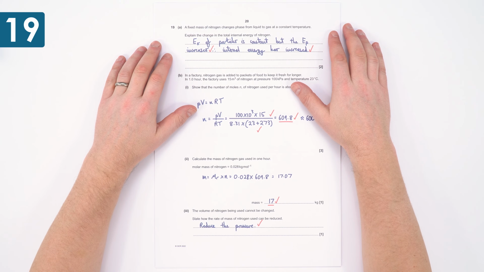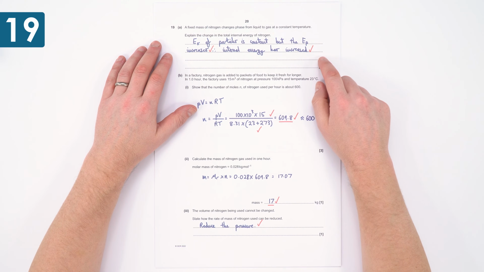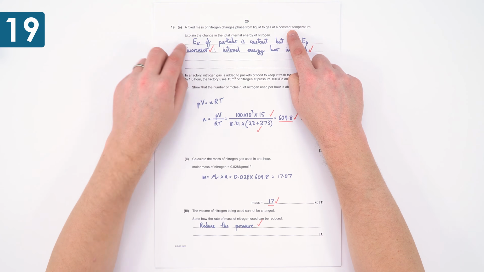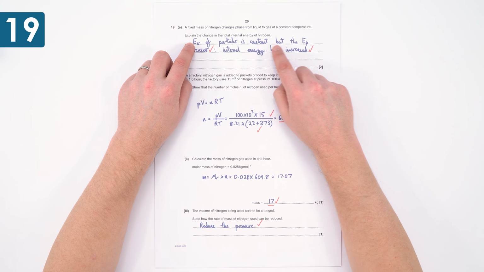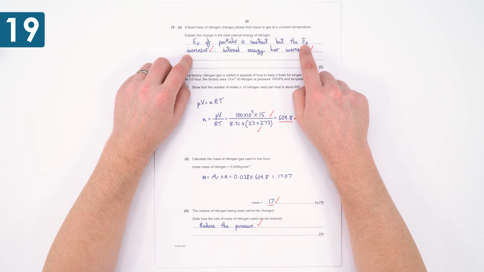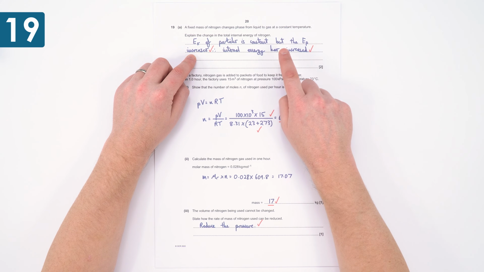When we have a phase change going from a liquid to a gas, although it's a constant temperature, so the kinetic energy of the particles is the same, it's going to be the potential energy that increases, and therefore the internal energy has also increased.